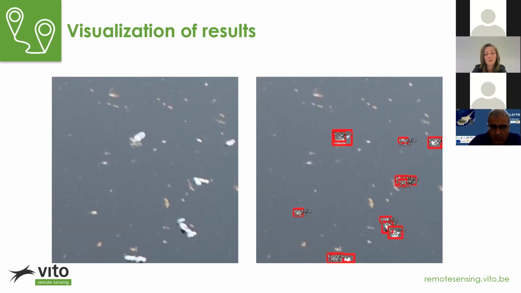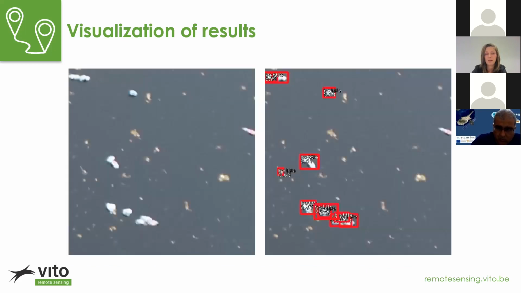So you see on the left the original image. At the right, you see the detections that the model has made. The bottles were detected quite well, although sometimes the model also detected some leaves as being plastics. And we believe, since the results were obtained only with the RGB camera, that if we can incorporate some more spectral information, we can do much better with the leaves. Some more examples.